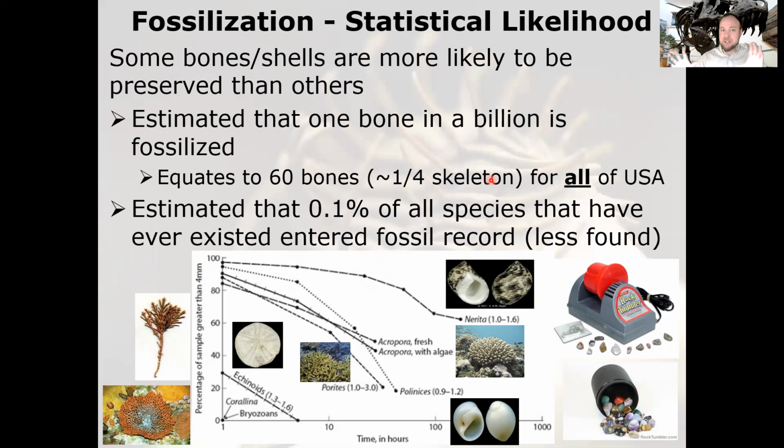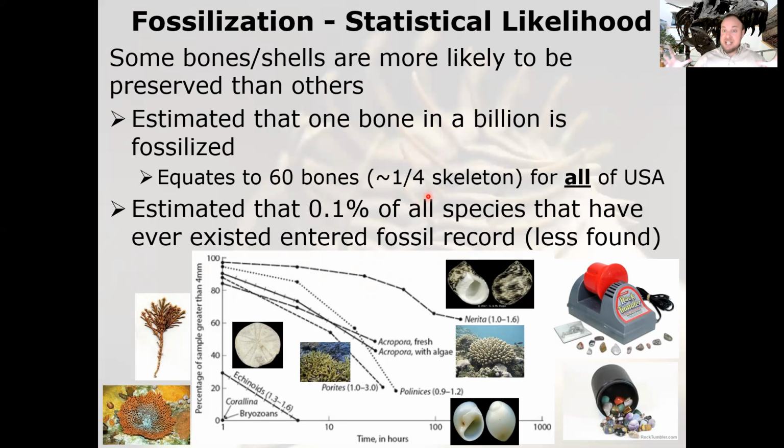330 million times 200 some bones divided by a billion, it equates to about 60 bones. That's about a quarter of a skeleton. So obviously I don't want this to happen, but if everybody in the United States was instantly dead and tried to be fossilized, the results at this rate of preservation would be that 1/4 of one skeleton would be preserved in the rock record. So that's the likelihood that we're dealing with here.